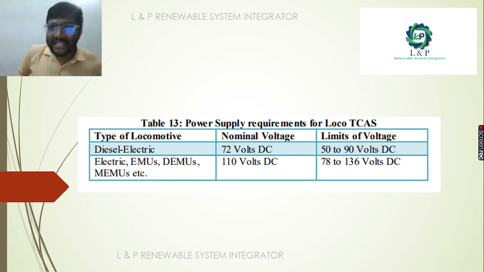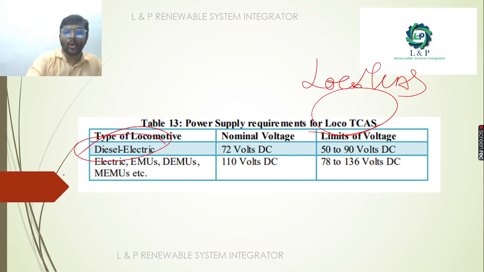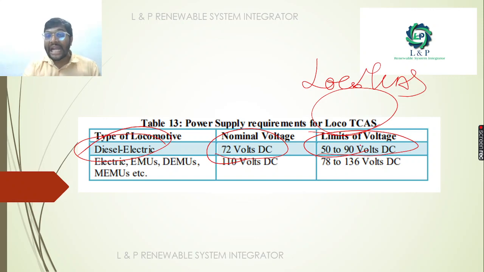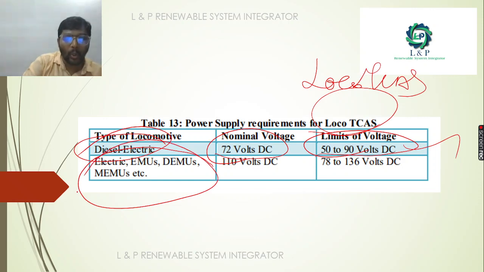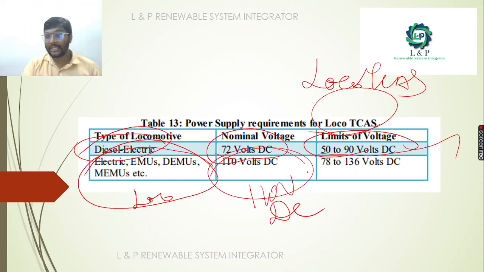Most importantly, what is the power supply requirement to operate the loco train collision avoidance system? As you can see, if it is a diesel loco, the nominal voltage is 72 volt, and the voltage limits will be in the range of 50 to 90 volt DC. If you are going for an electric loco, the nominal voltage is 110 volt DC, and the limits of voltage shall be in the range of 78 to 136 volt DC.